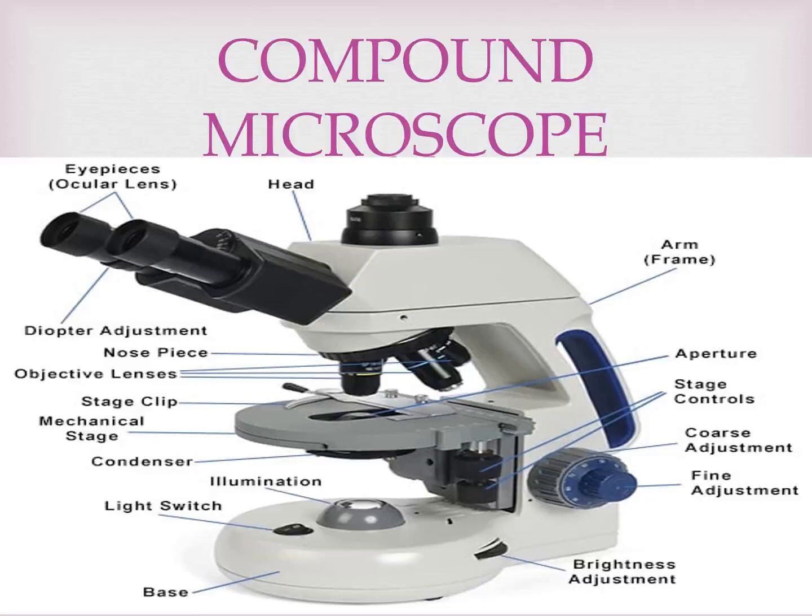Next, compound microscope. What is a compound microscope? A compound microscope is also used to see tiny objects. It has better magnification power than the simple microscope. Here two lenses are there, whereas in a simple microscope there is only one lens, so we will get a better magnification.